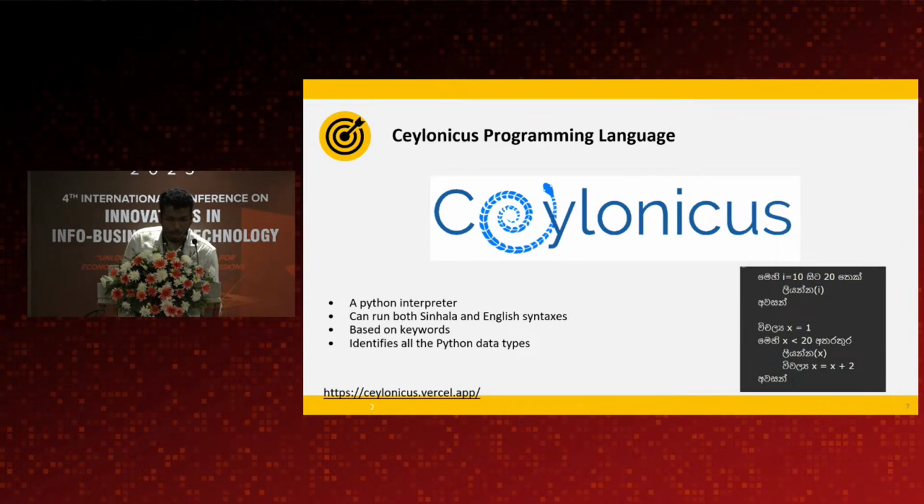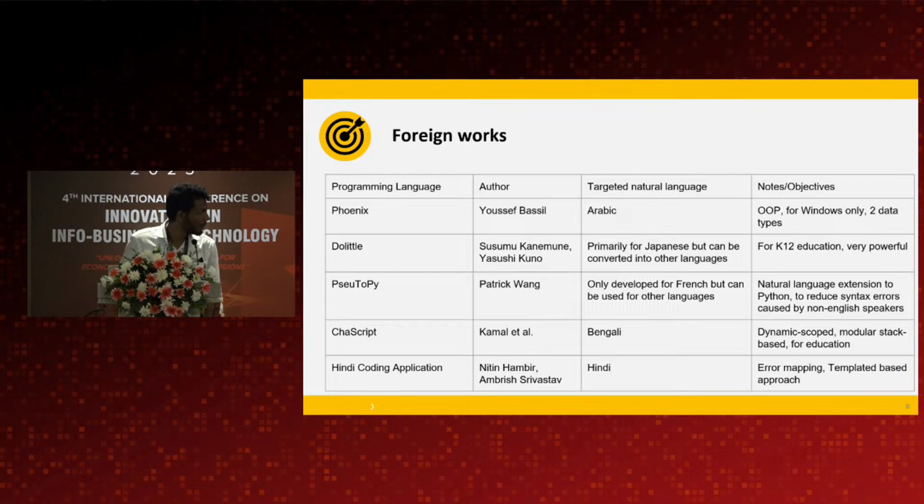Then we have the Silonicus programming language. This language can run both Sinhala and English syntaxes. It is a Python interpreter, but the syntax can be improved towards a more natural Sinhala syntax. So one of our motivations with this research was to go steps forward and introduce a design more similar to the Sinhala language. Those are some of the foreign works. For example, Phoenix programming language targets Arabic natural language, Doolittle language primarily Japanese, and so forth.